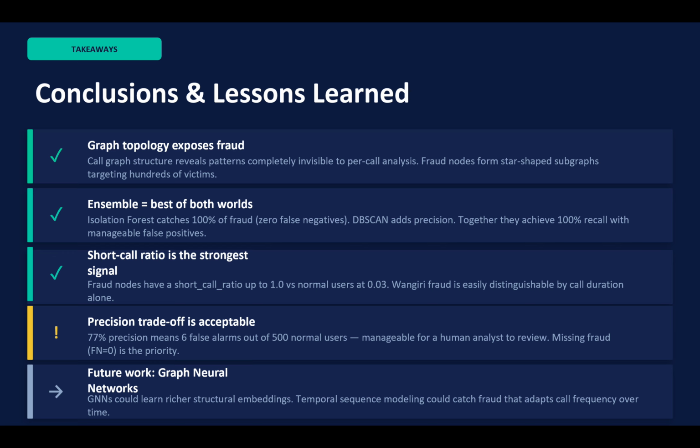Number four, there's always a precision trade-off. 77% sounds imperfect, but in context, it's completely acceptable. 6 false alarms, it's nothing. And number five, future work would look at graph neural networks like GraphSAGE, which could learn even richer patterns from the graph structure itself. So for now everything is good.